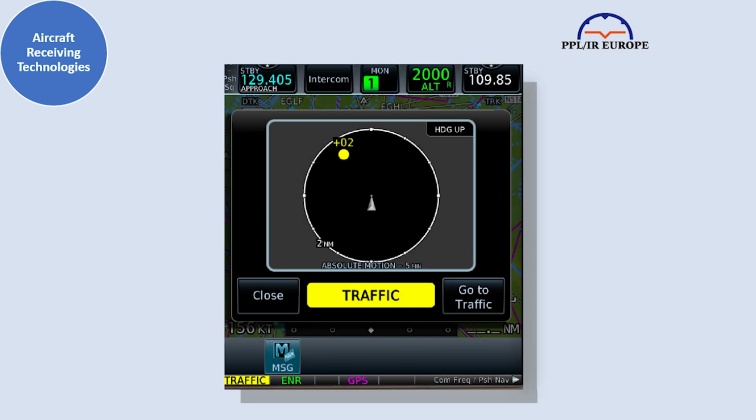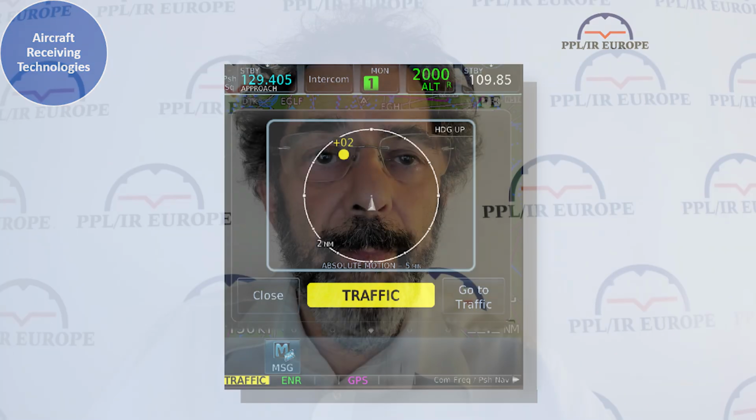In addition to showing the position of the traffic on the screen, if it considers that the proximity and track of the other aircraft represent a threat, the TAS system will generate warnings, called traffic advisories. It's up to the pilot to decide how to respond to these advisories. This is the main difference between TAS and TCAS.